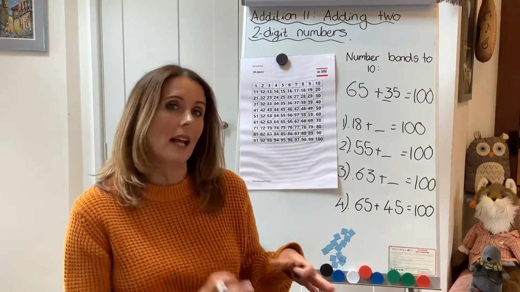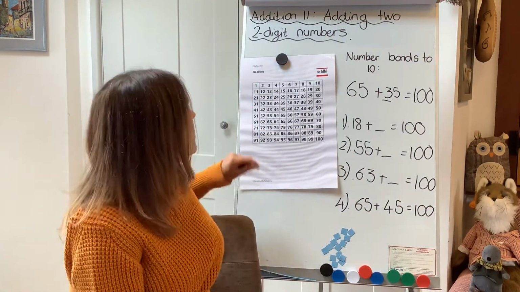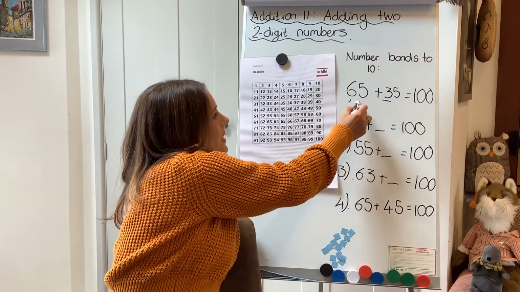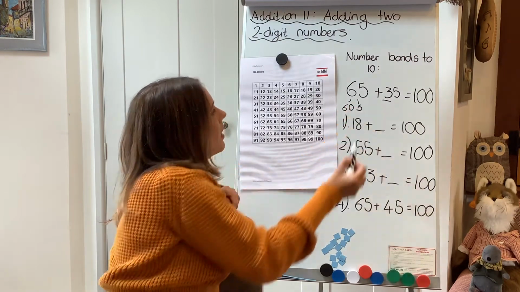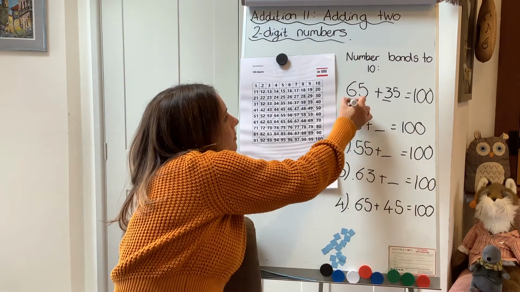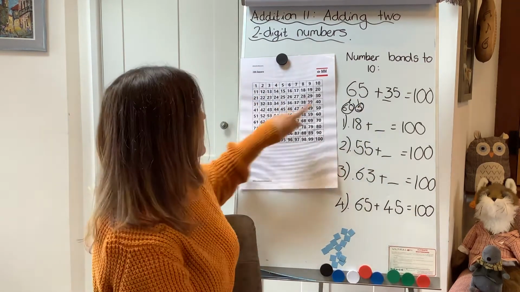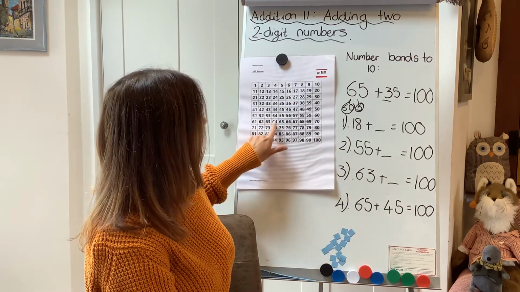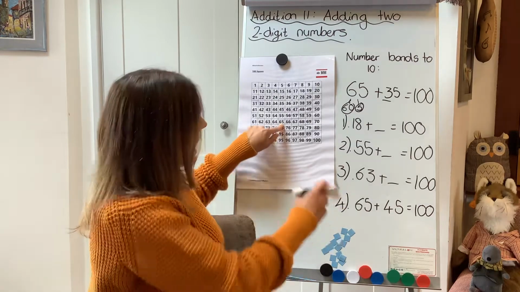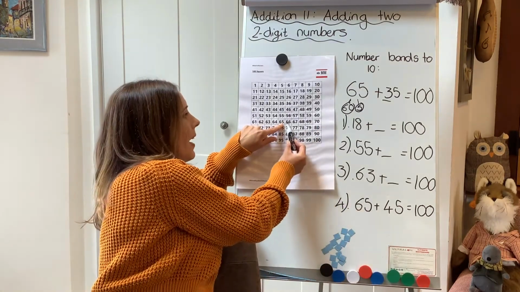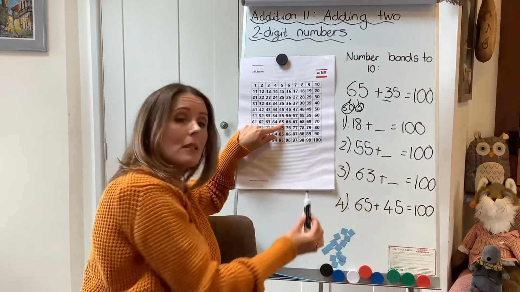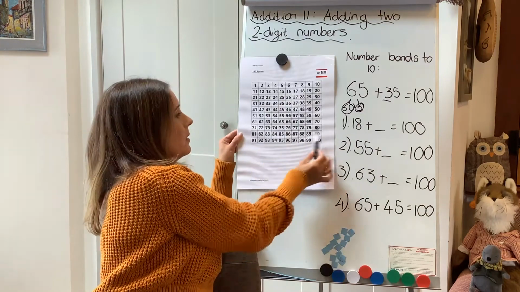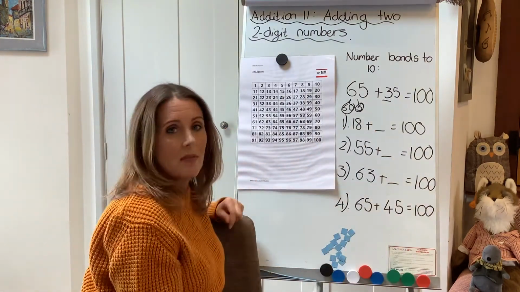We can also find the answer to this by using the 100 square. So on the 100 square, we can go to 65. We know 65 is made up of 60 and 5. So on the 100 square, we get 6 tens, which takes us to 60, and then 5 more takes us to 65. What do we need to add on to get to 100? Well, we've got 5 here that's going to get us to the next multiple of 10, which is 70. So we can add on 5, and then we can add on 3 tens, which makes 35.